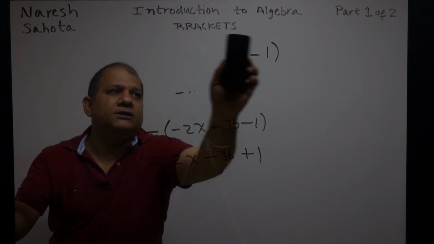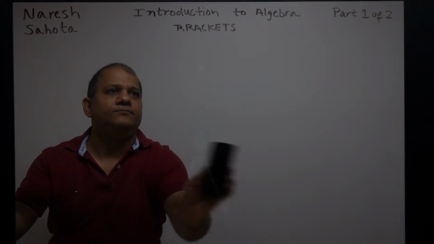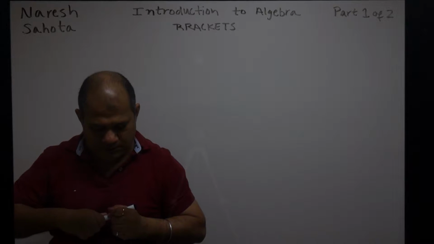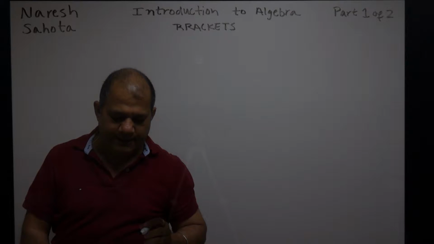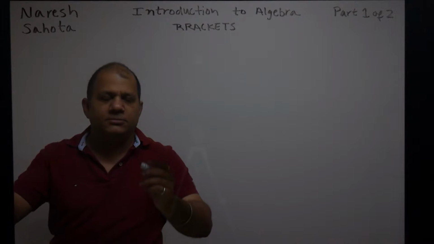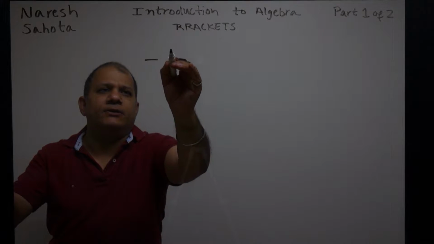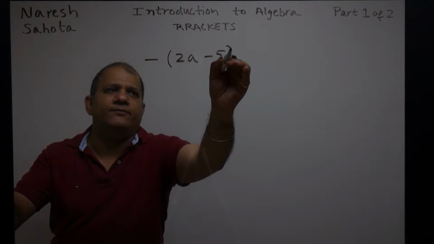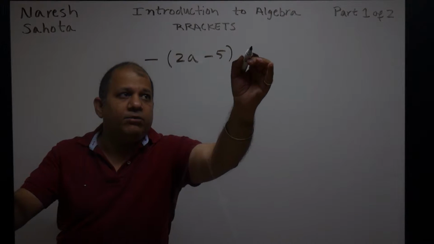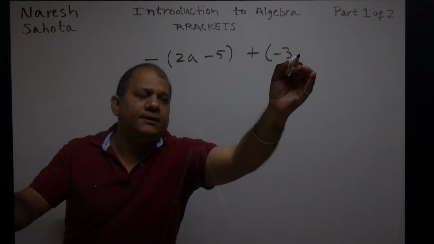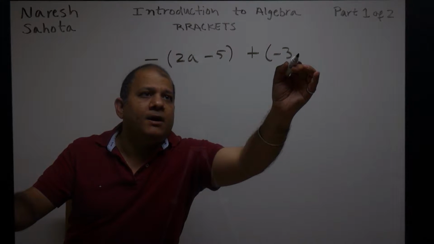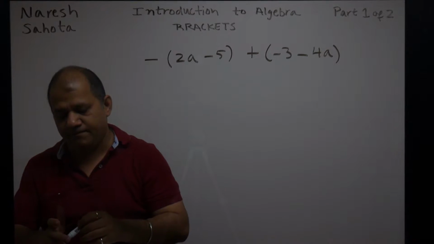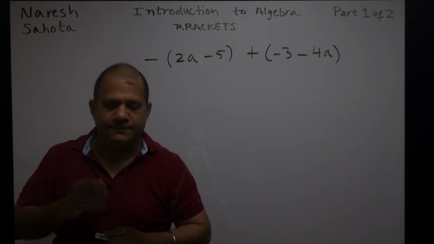Okay, so now let's look at something like this. So if we have negative on the outside, 2a minus 5, and then we have plus -3 minus 4a. Okay, so now how do we simplify this?